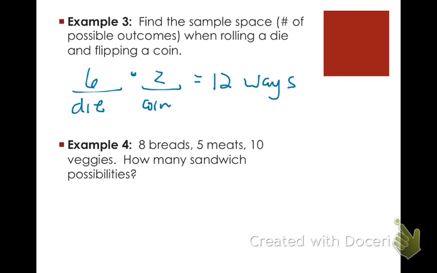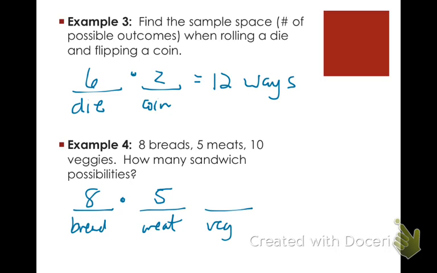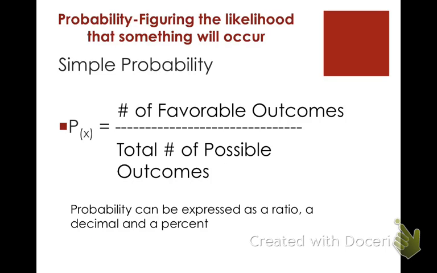Example 4, we're making a sandwich. We have 8 different choices, this is like Subway, for bread. We've got 5 for meat, and 10 for our veggies. So we can multiply those choices together and see that altogether there are 400 different ways that we could order our sandwich. All right, now we're going to talk about probability.